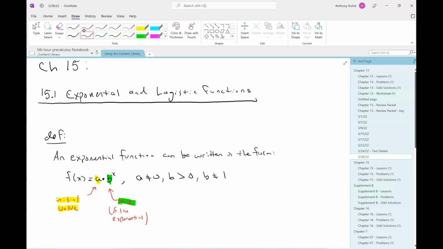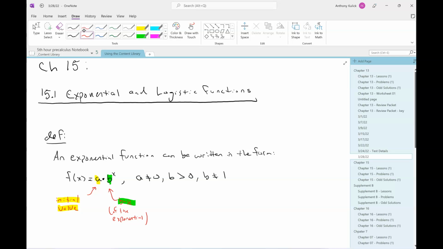What would happen if b was negative? So b would be negative, right? And x is a variable. What kind of numbers could you put in for x? Anything you wanted, right? Specifically, what kind of number would be a problem if b was negative?